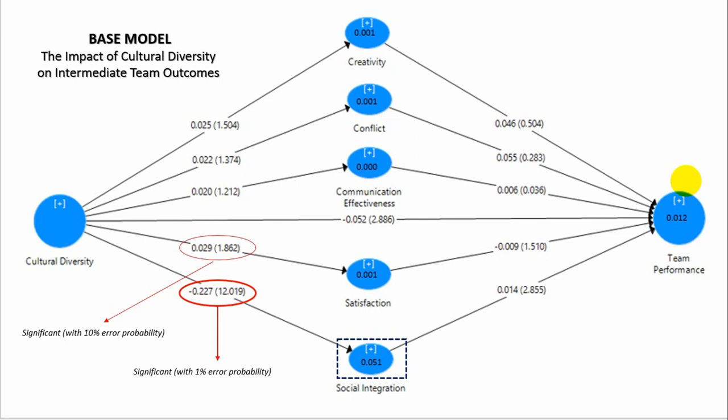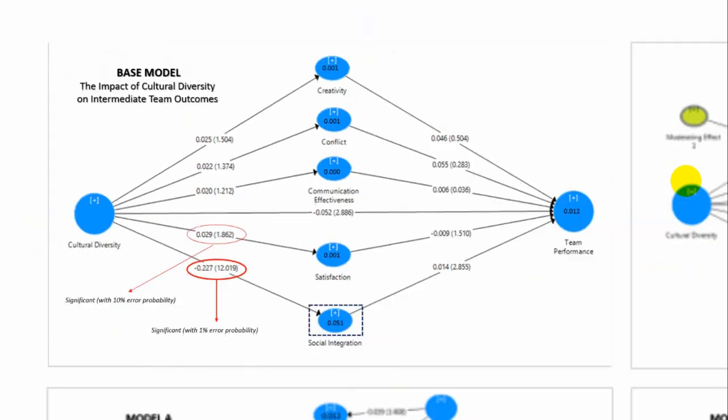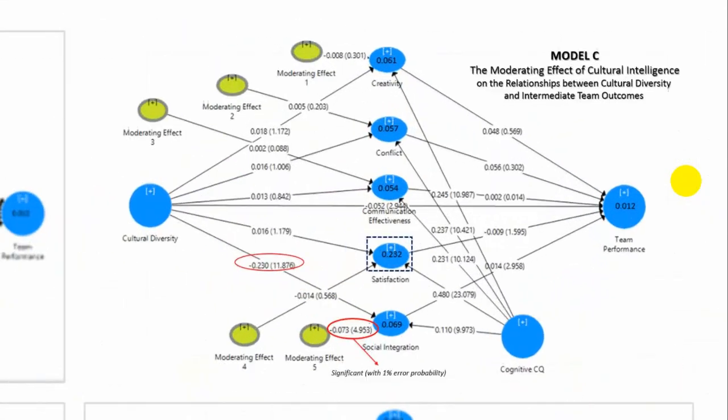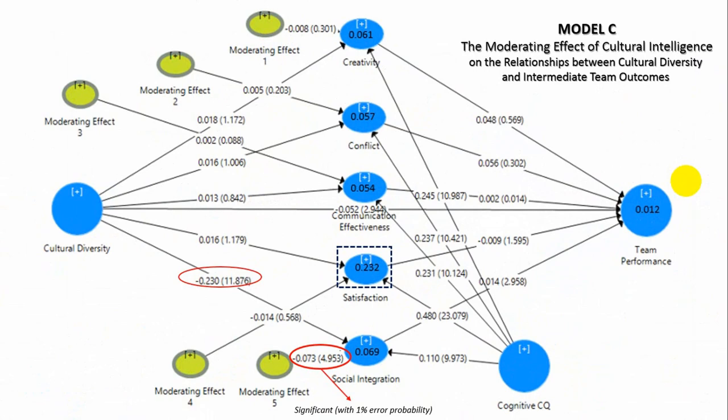In order to answer our second research question, we will jump into model C, which illustrates the moderating effect of CQ on the relationship between cultural diversity and 5 intermediate team outcomes. The analysis specified that all moderating effects of CQ dimensions are insignificant, except one, related to the relationship between cultural diversity and social integration.